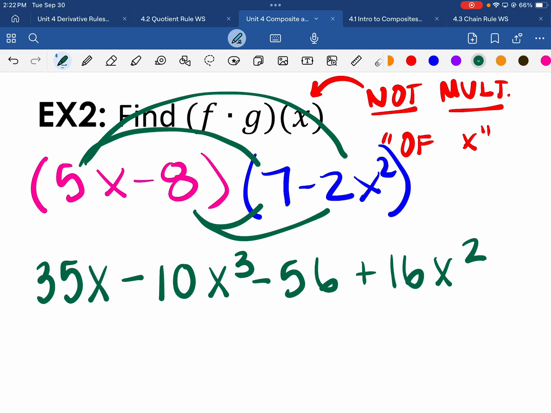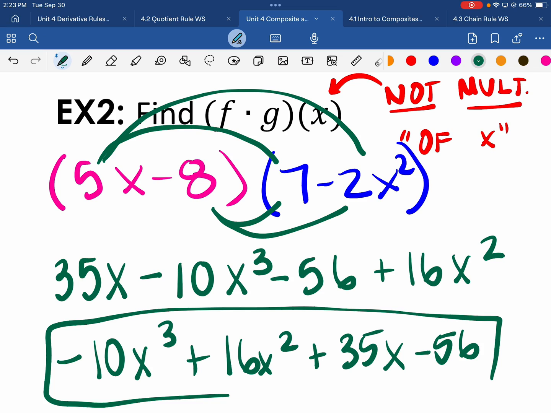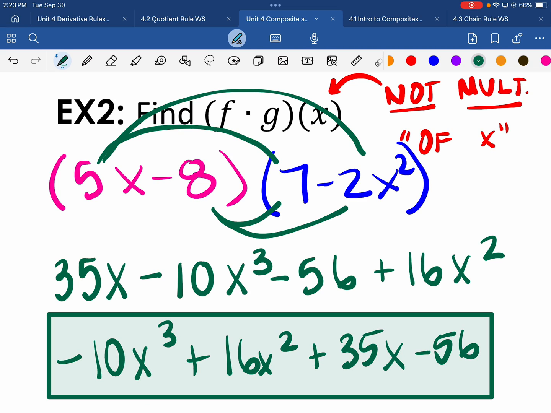All right, and then you're going to look. Do you have any like terms? No, so this is your answer. You will generally see it in descending order, but you don't have to put it in descending order if you don't want to. My OCD kind of hurts me a little bit not having it in descending order. But if you boxed this as your answer, I would have given you full credit.